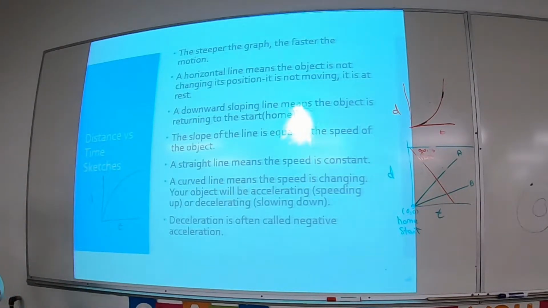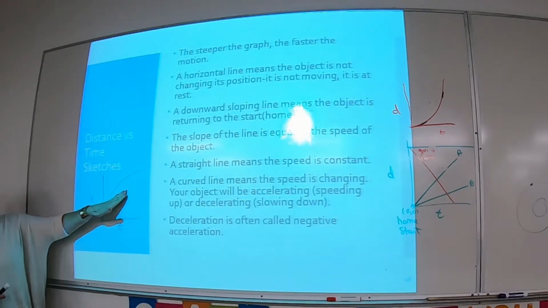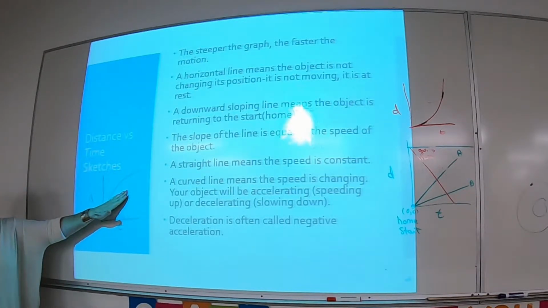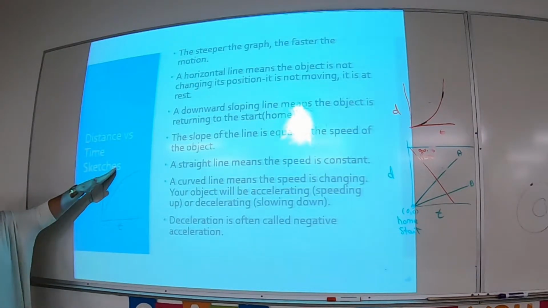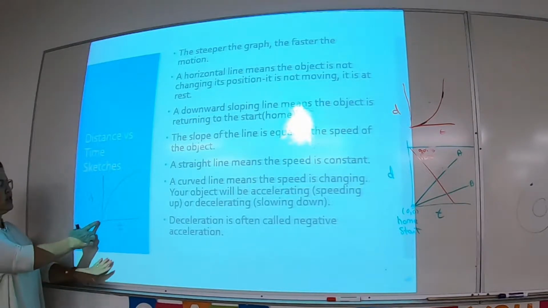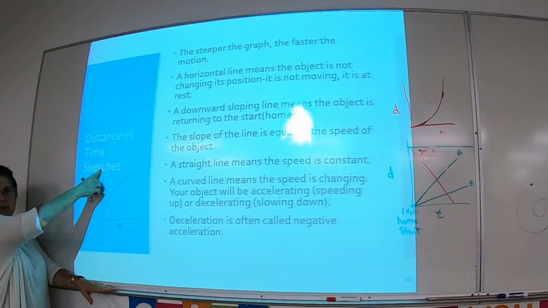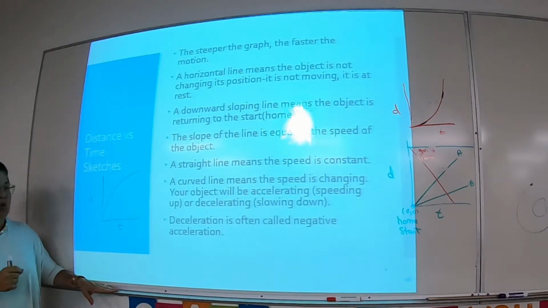Okay. It is a distance time sketch. It is a curved line, meaning my speed is not constant. It's a curved line, that means either I'm accelerating or decelerating. Okay? The object is still going away from home. Okay? Start position is here, and at the end, its position is further away. So it's going away from home.